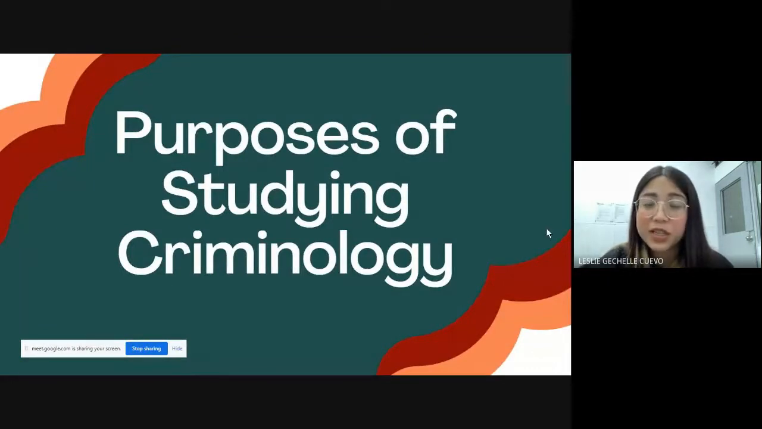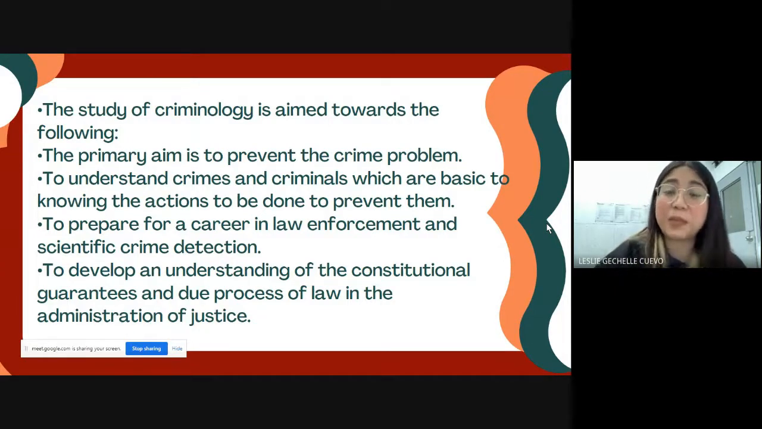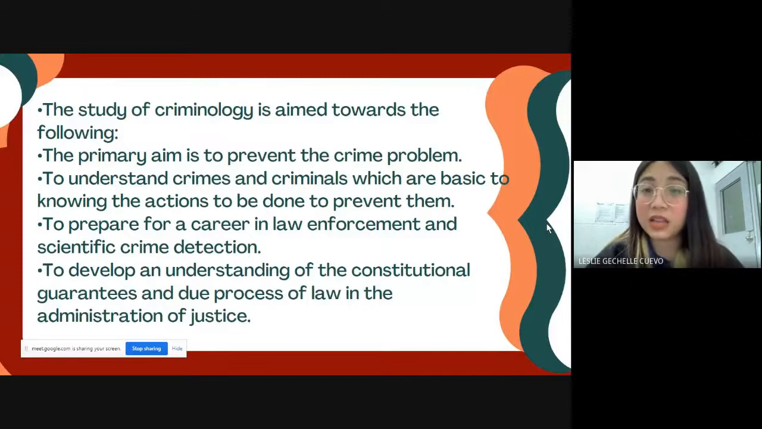Okay. Purposes of studying criminology. Bakit natin pinag-aaralan ang criminology? So the study of criminology is aimed towards the following. First, the primary aim is to prevent the crime problem. Kaya tayo nag-aaral ng criminology para hindi na makadagdag sa krimen. Para malaman natin kung paano natin mapipigilan ang mga krimen in the future. And then to understand crimes and criminals, which are basic to knowing the actions to be done to prevent them.